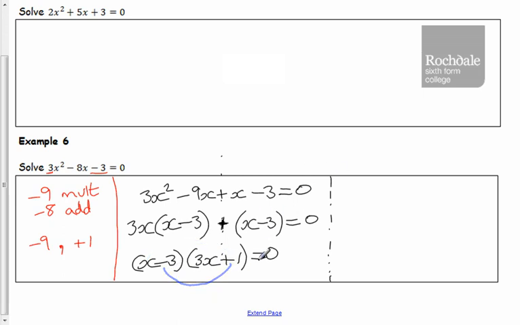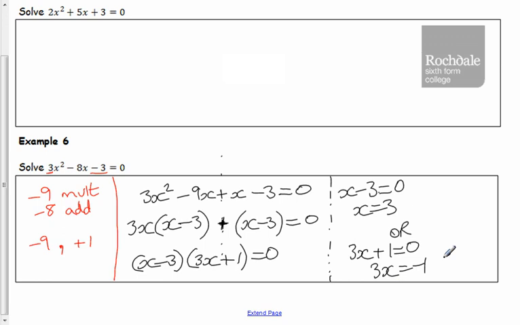Two brackets multiplied together, and the answer is 0. One of the two brackets must equal 0. If it was the first bracket, x would be 3. If it was the second bracket, x would not be minus 1. That wouldn't make the bracket 0. If x was minus 1, 3 times minus 1 is minus 3, plus 1 is minus 2. It doesn't work. So you need to write it down in full, then rearrange. We get 3x is minus 1, which means x will equal minus a third. That is the value of x which will make the second bracket equal to 0.